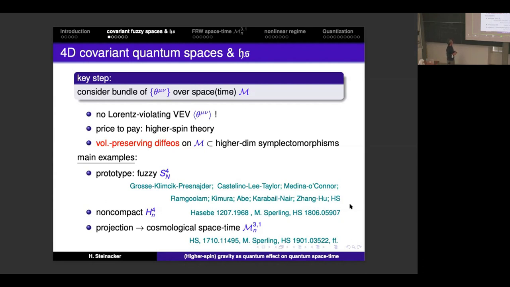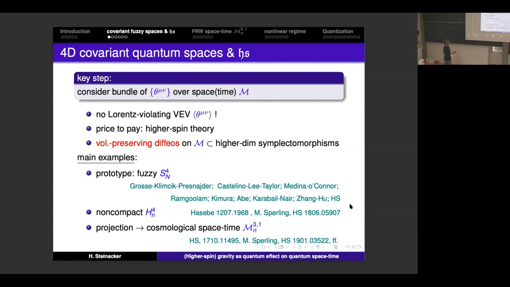Now, there is a price to pay, and the price is that unavoidably, you get a higher spin theory. Okay, so we'll discuss that briefly. But I think it's fine, but it needs to be understood better, of course. Another bonus you get is that in this way, you actually get volume preserving diffeomorphisms on spacetime for free, because they come from the higher dimensional symplectomorphisms. And I will also explain this a little bit. So that's very nice from a gravity point of view.